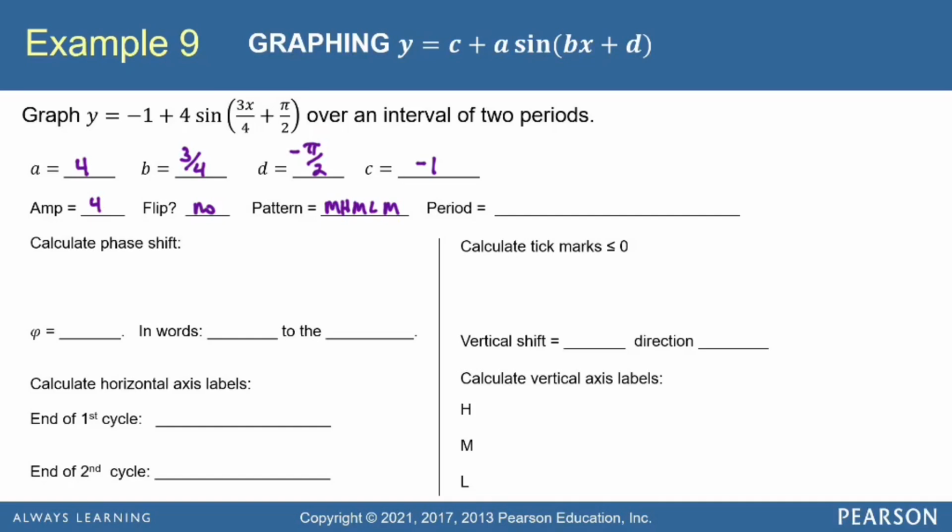The period will be 2 pi over B, so that's 2 pi over 3/4, which is the same as 2 pi times 4/3, which is 8 pi over 3. So the period is 8 pi over 3.